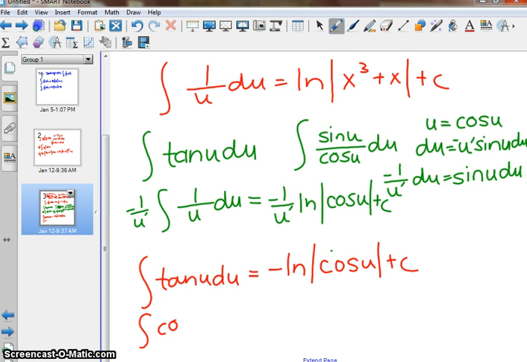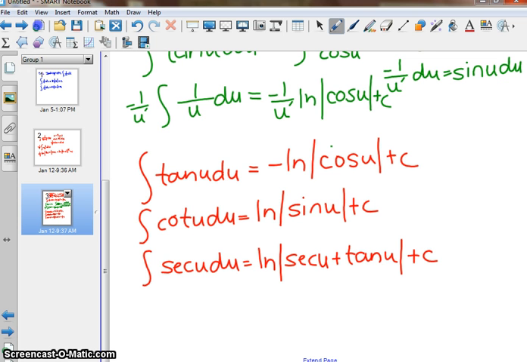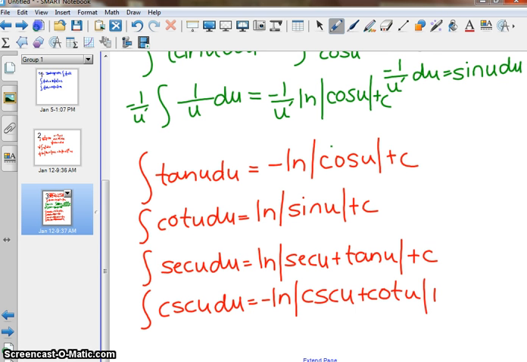The integral of cotangent u du is natural log of the absolute value of sine u plus c. The integral of secant u du equals natural log of the absolute value of secant u plus tangent u plus c, and the integral of cosecant u du equals negative natural log of the absolute value of cosecant u plus cotangent u plus c. So let's do an example of one of these trig integrals. You want to make sure that the integral is in this exact form before you use the formula.